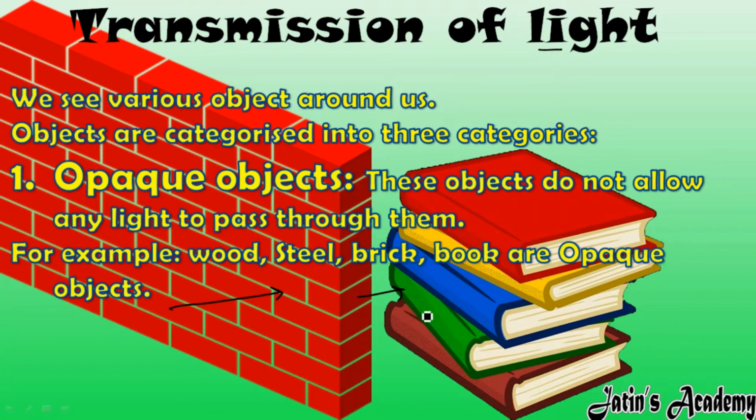In a similar manner, for example, we are having books, wood, steel, bricks. These all things are opaque objects which do not allow the light to pass through them.